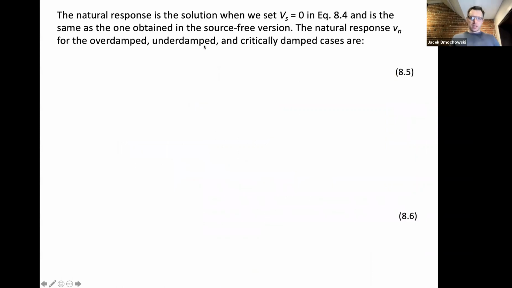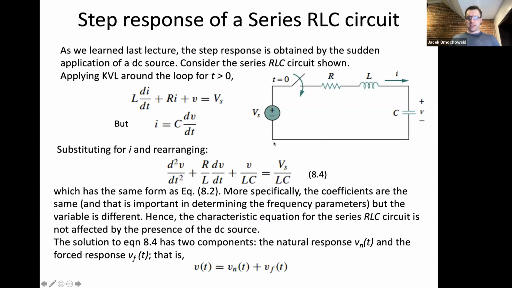So the recipe for deriving the natural response is to disconnect the independent source. In other words, in this picture, disconnect the battery and solve the circuit. That becomes your natural response. It's exactly like the source-free case. If you had a current source in here, you would open circuit the current source. But since we have a voltage source, we're going to short circuit it. We're going to set its value to 0 and then solve for V. And that's going to be our natural response component.